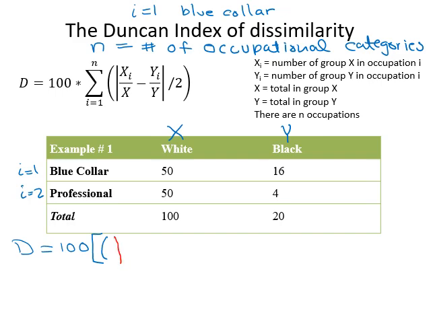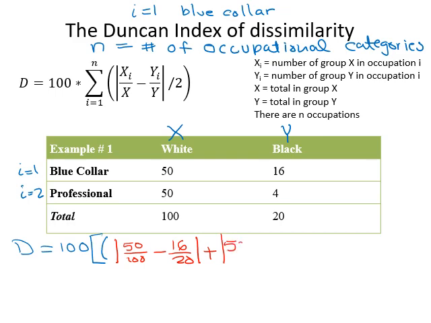Okay, so anyways, I gotta put my absolute value. So the first one then, the white group is X and I is blue collar. So this is going to be the number of white workers who are doing blue collar jobs over the total number of white workers, minus the number of black workers doing blue collar jobs over the total number of black workers. Notice the numbers are totally made up. They don't really mean anything. They're just something for us to calculate.